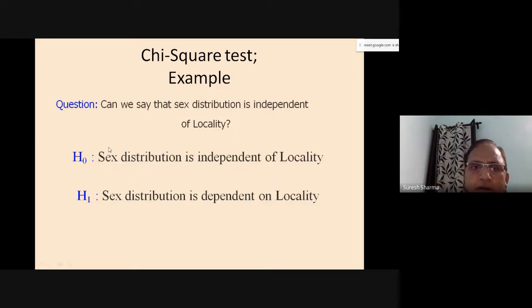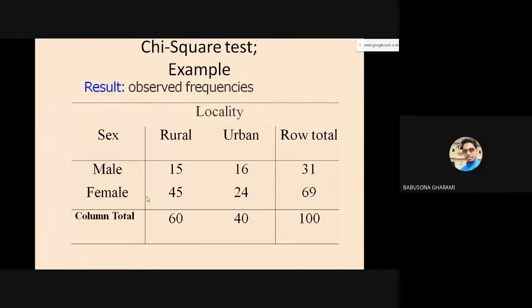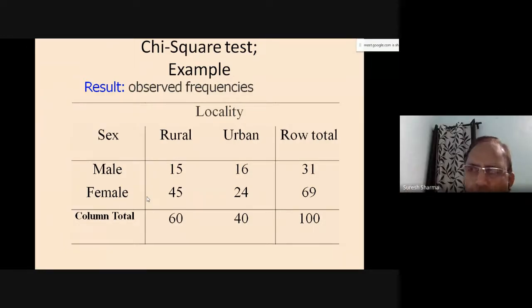This means if I accept H0, after applying chi-square we have to see, if I accept H0, then sex distribution is independent of locality. What does this mean? That means the distribution of male and female in rural and urban is almost equal. Sex distribution is independent. There is no difference, right?